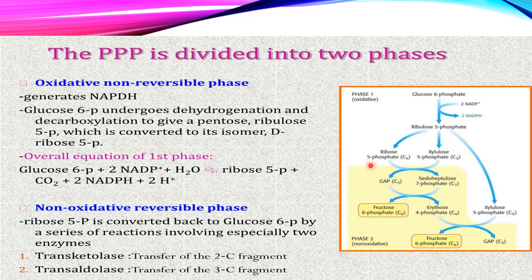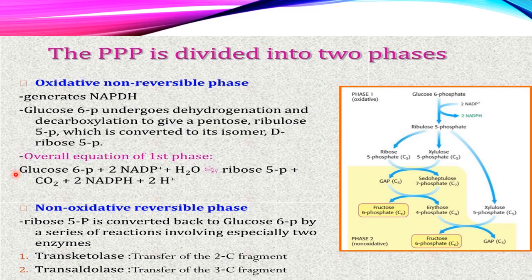Okay. What is happening, we'll see here. So now coming to the oxidative phase, the oxidative phase is a non-reversible phase. It generates NADPH. We know that in step 1 and step 3 of the oxidative steps, these are generated. Here, the glucose 6-phosphate undergoes dehydrogenation and decarboxylation to give a pentose, that is ribulose 5-phosphate, which is converted into ribose 5-phosphate. This ribose 5-phosphate is used in various syntheses of purine and pyrimidine. That is also explained in the earlier slide.